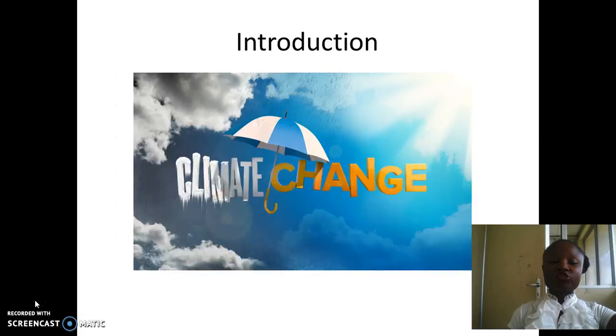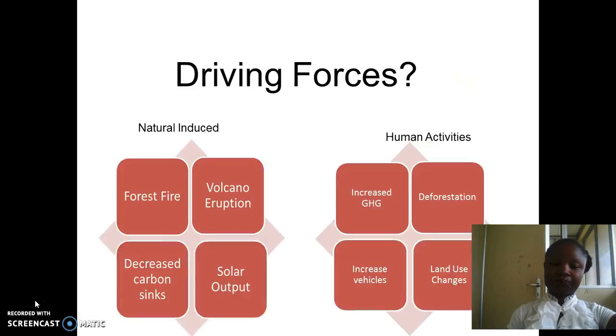Now, the first thing to do would be to define climate change. The easiest and simplest definition would be to say that climate change is a change of climate, which basically means that it is an increase in the average global temperatures as a result of the emission of greenhouse gases into the atmosphere. Human activities as well as naturally induced activities are believed to be the contributing factors to climate change. This basically means that the two driving forces behind climate change are naturally induced activities as well as human activities.